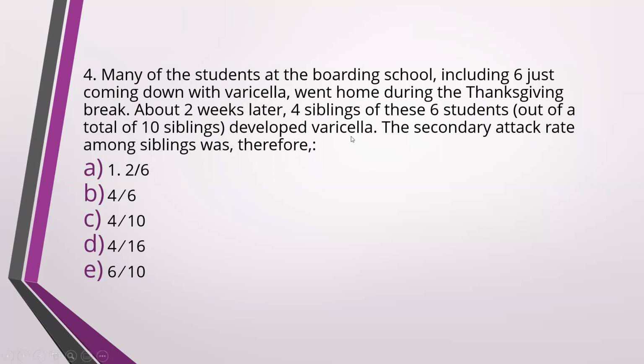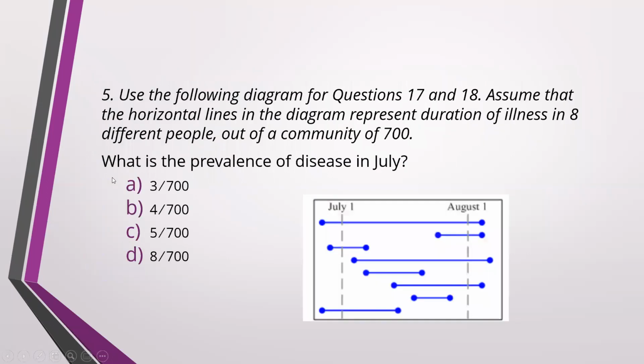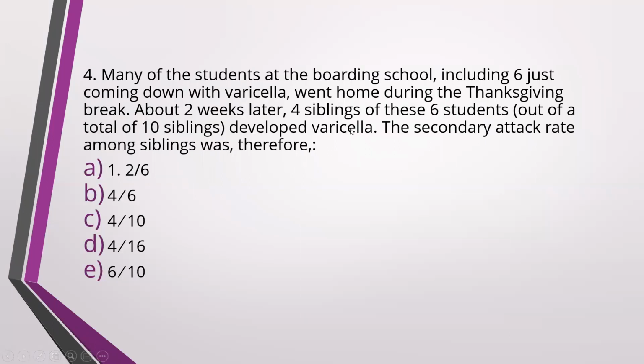Peter? It would be total 10 siblings. C. Yes, C will be the right answer. Like if 4 out of 6 students are having the total 10 siblings, 4 developed and 6 returned, and only 4 developed, then it would be 4 out of 10.